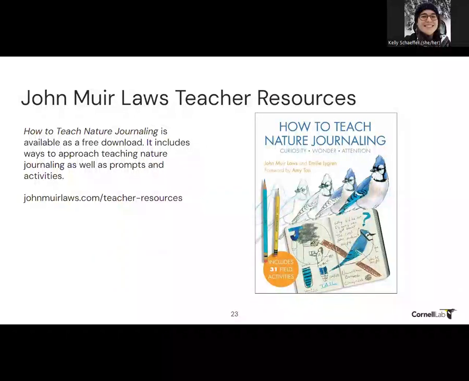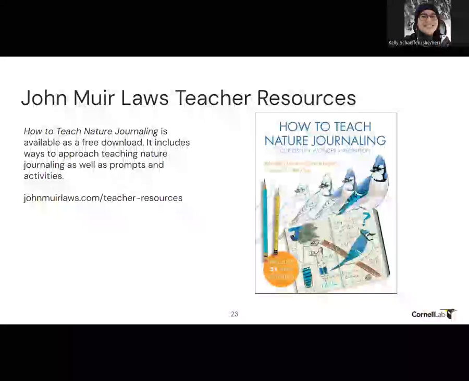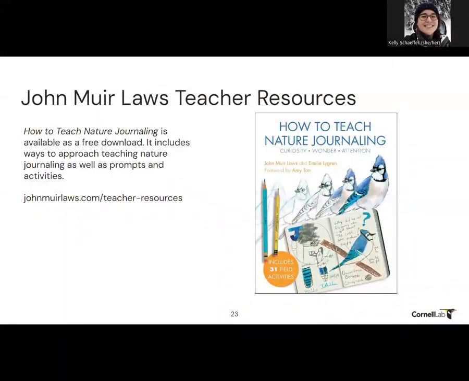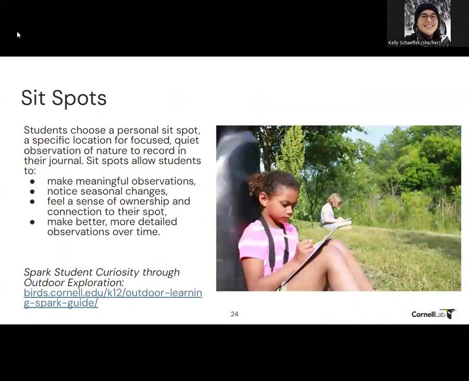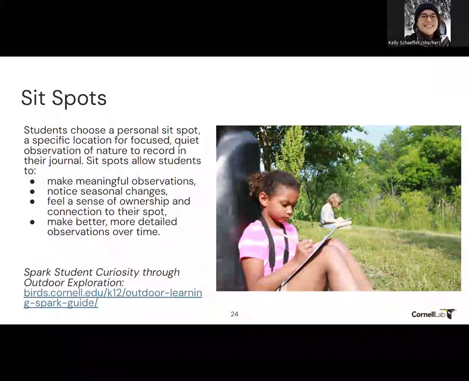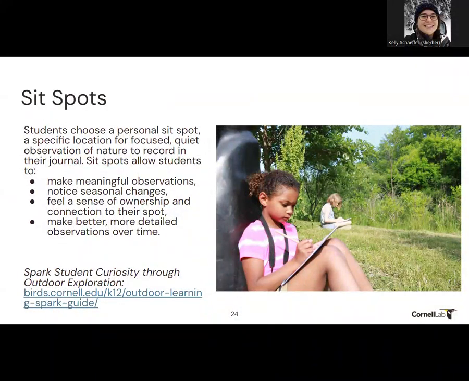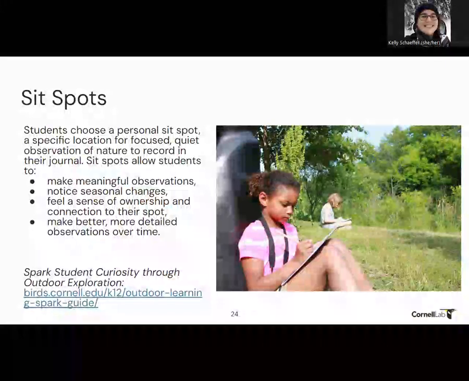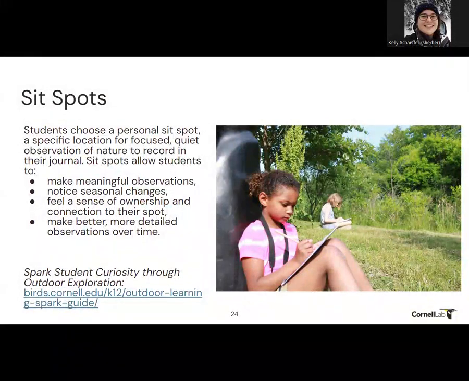One of the things we like to talk about with nature journaling is having special spots that students can return to time and time again, and we call those sit spots. The idea is that students choose a personal sit spot, a specific location around the schoolyard that they can return to over time. And this over-time piece is where the magic really happens, because students get to make really meaningful observations and notice seasonal changes as they visit the same spot over and over again.